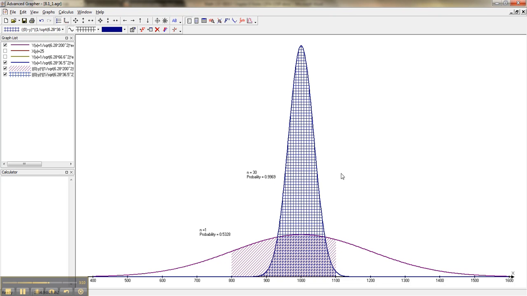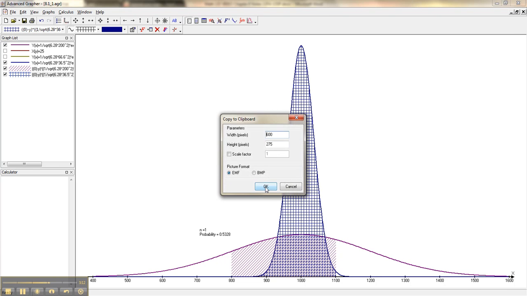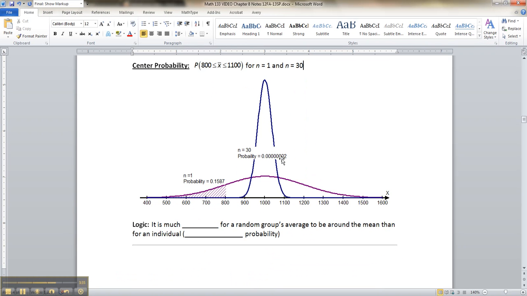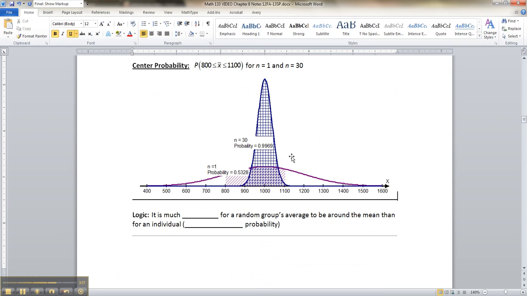99.69% of that blue curve, the really tall one, the one for n equals 30, 99.69% of it is between those two values. Almost none of it, just that little bit over here, is not in there. Whereas for the other curve, when n equals only 1, because it's more spread out, only 53% are in there, right? That means like 47% of people taking this test score higher than 1100 or lower than 800. Let me copy and paste that in so you can see it.